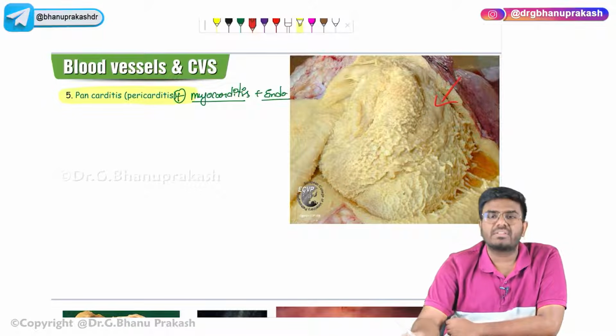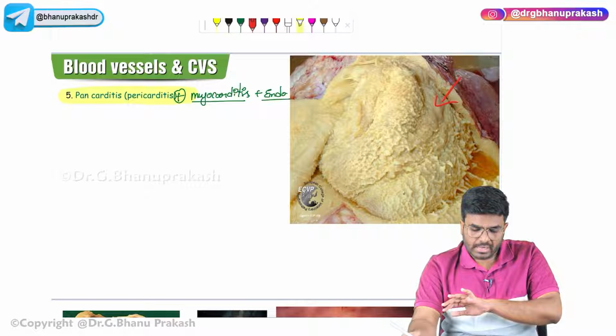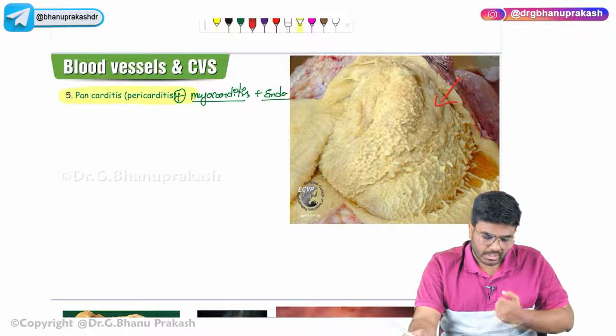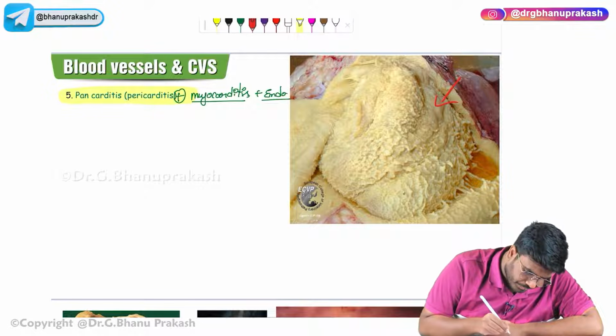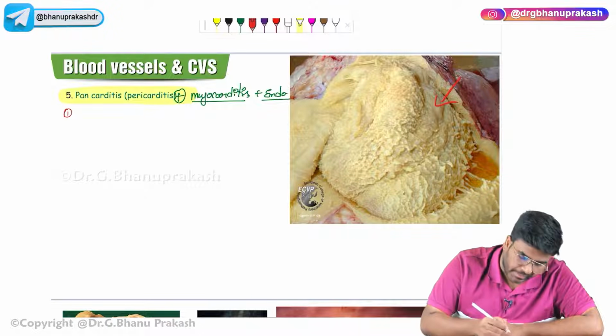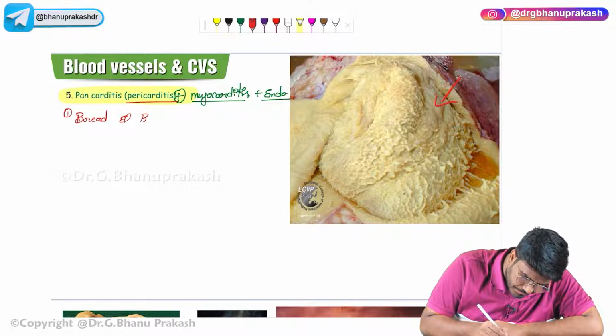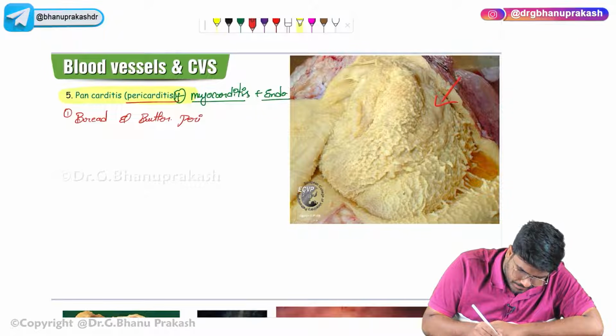Now if this fellow is having pericarditis, you can see here, this is the pericardium of the heart, which is totally inflamed. And how is it looking? It's looking like something cheesy, buttery. So that's why it is called bread and butter pericarditis. First point, I'm talking about the pericarditis now. So there is bread and butter pericarditis.